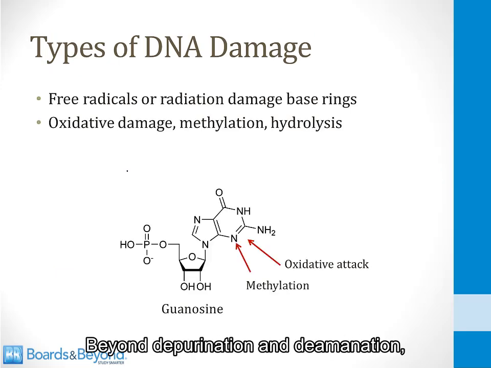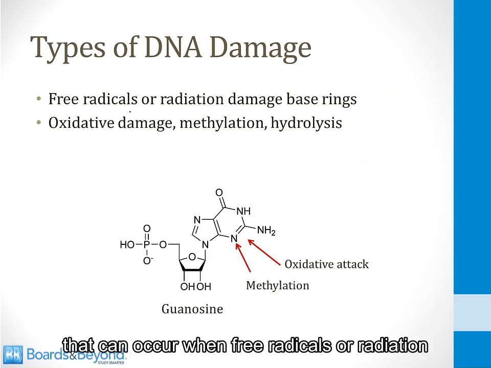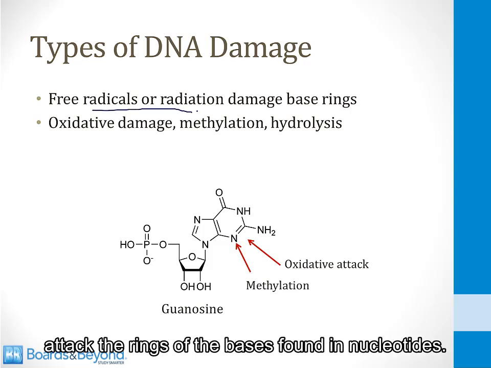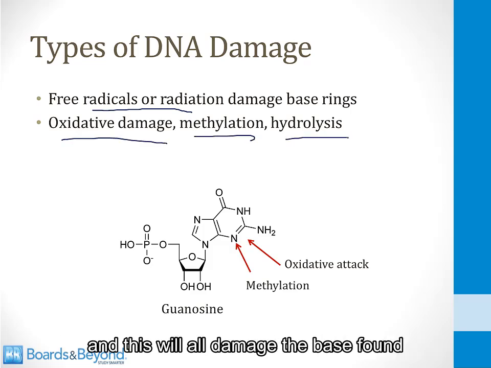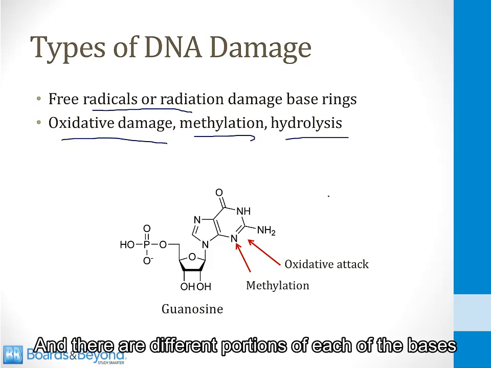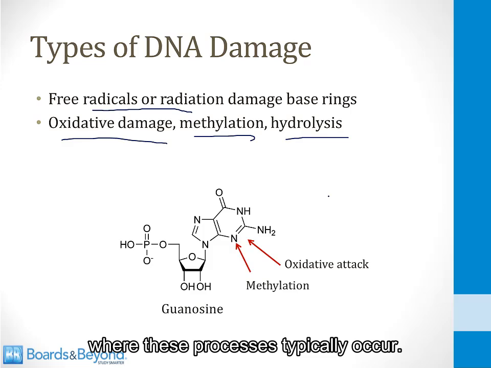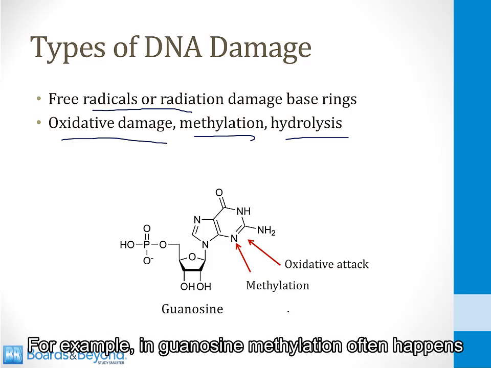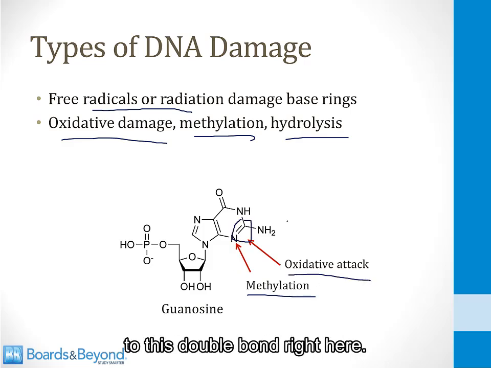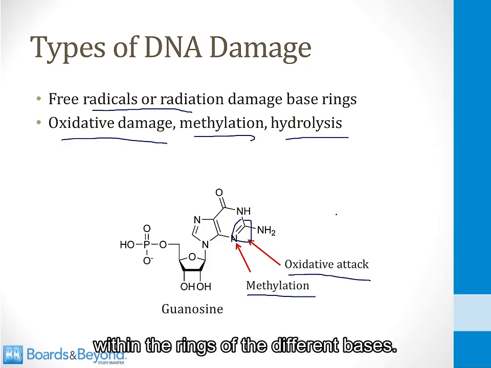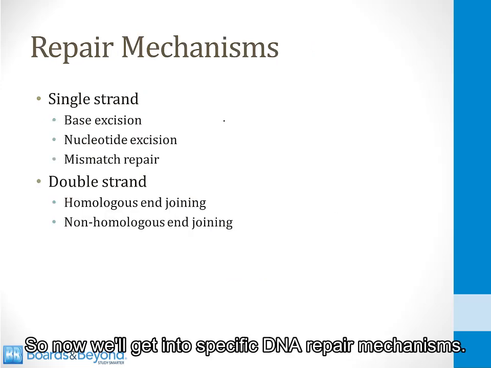Beyond depurination and deamination, there are many other types of DNA damage that can occur when free radicals or radiation attack the rings of the bases found in nucleotides. For example, these rings can undergo oxidation or methylation or hydrolysis, and this will all damage the base found in a given nucleotide. And there are different portions of each of the bases where these processes typically occur. I'll just review a couple of them here. For example, in guanosine, methylation often happens at this nitrogen. This means a methyl group is added. Oxidative attack often happens to this double bond right here. And there are many other types of damage like this that occur at specific atoms within the rings of the different bases. So now we'll get into specific DNA repair mechanisms.